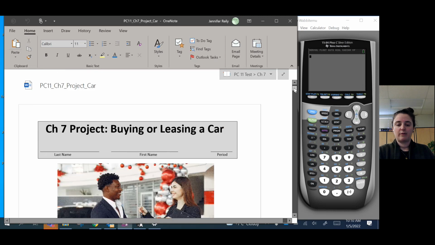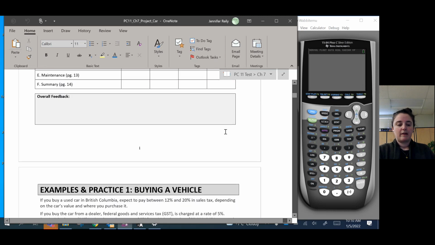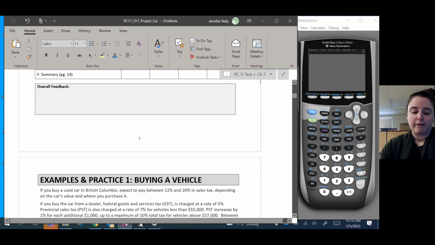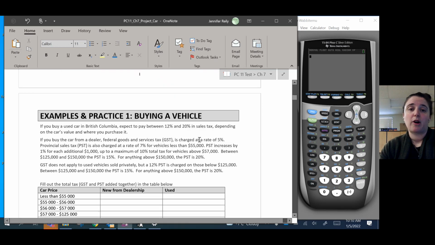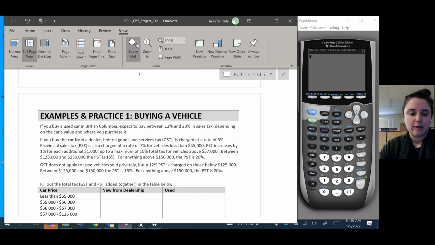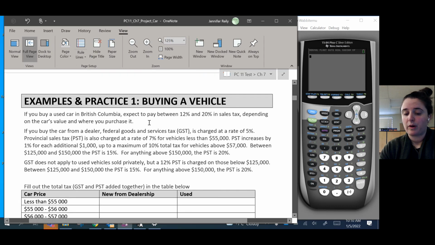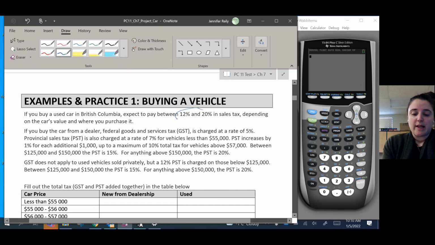Okay, so let's go back to the beginning. And we're going to start with buying a vehicle. So we're still talking about tax. Tax is a little bit complicated when it comes to buying a car, and there's different ways that you are taxed depending on what type of car you buy, if it's luxury or not, and if it's used or not. I'm just going to zoom in a little bit here. If you want, you can pause and read this on your own, or I'll continue watching the video and I'll read it with you. So you pay between 12 and 20% tax, depending on what type of vehicle you buy.